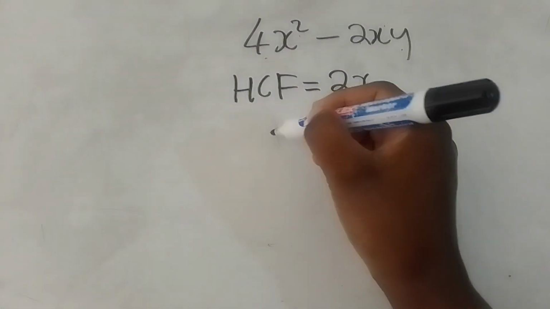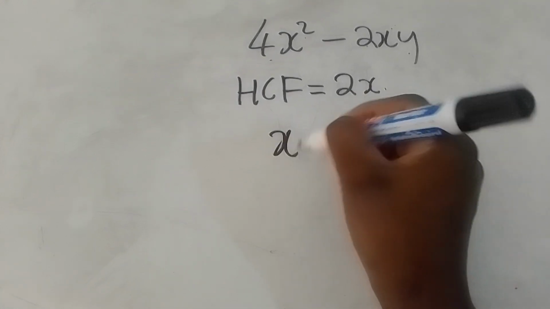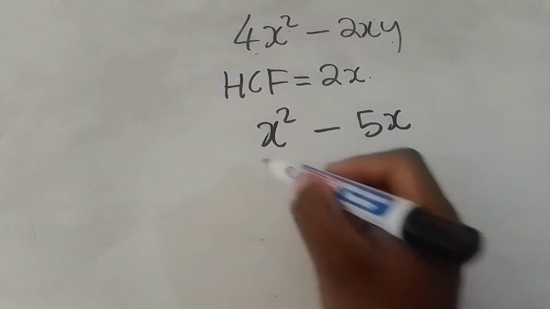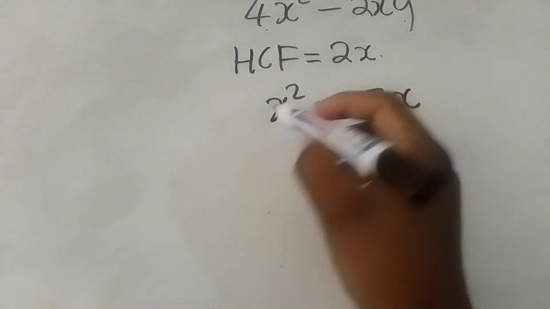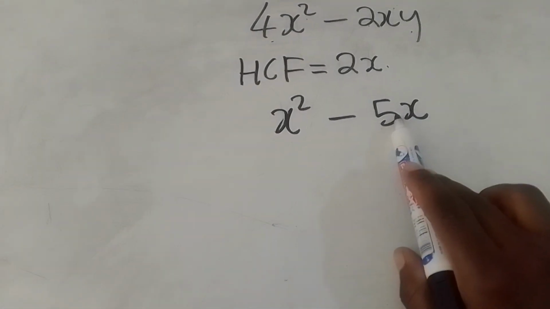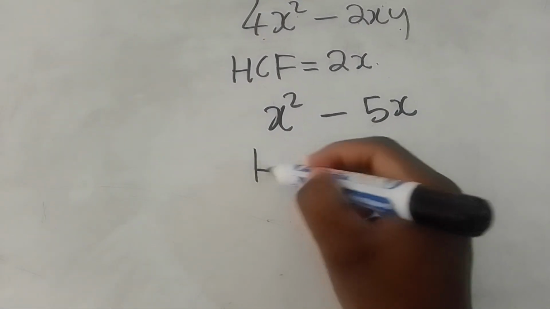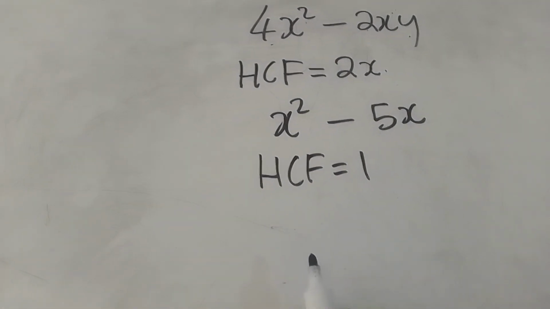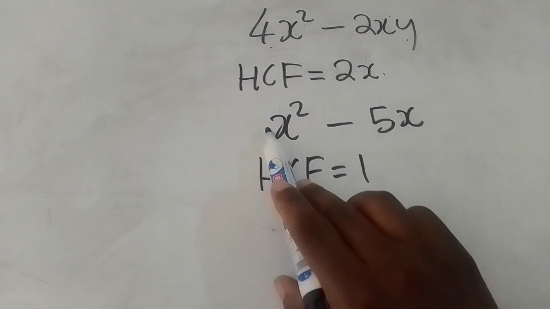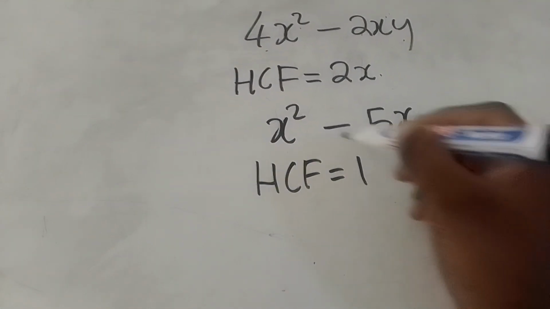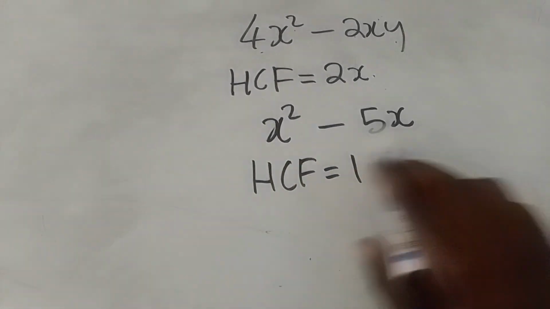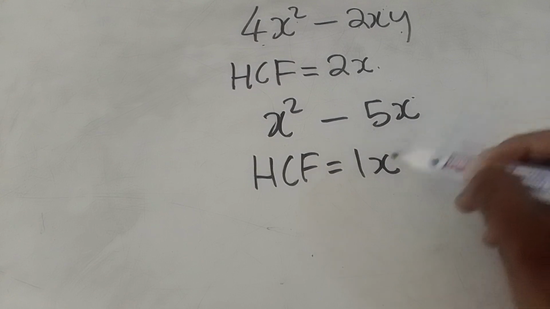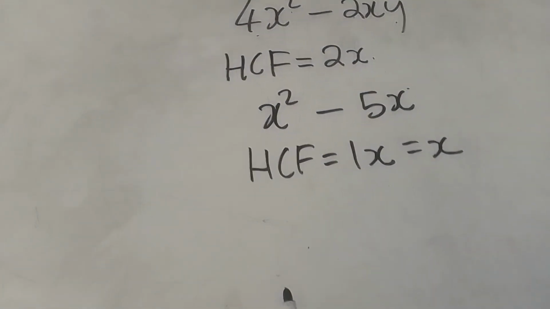Let's take another example. Let's say we have x squared minus 5x. In this case, the numbers are 1 and negative 5. So our highest common factor for the numbers will be 1, because that will be the biggest number that goes into 1 and 5. For the variables, x is common. It's in all the terms. So we'll include x, and since the smallest power of x is 1, we'll just have x. And so our highest common factor is x.